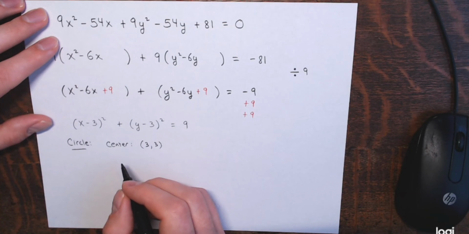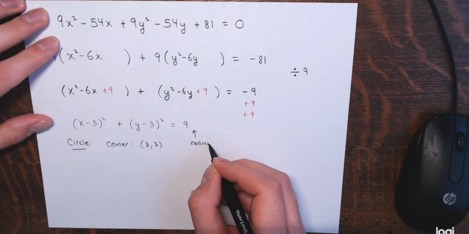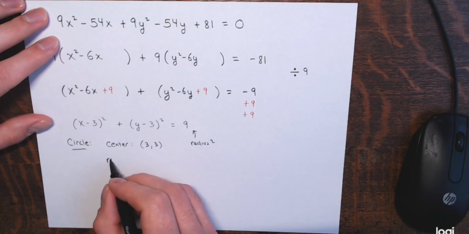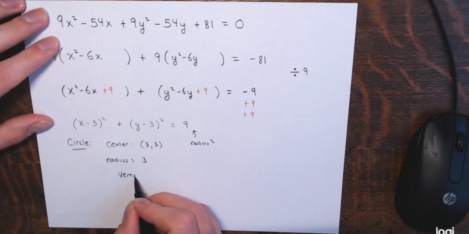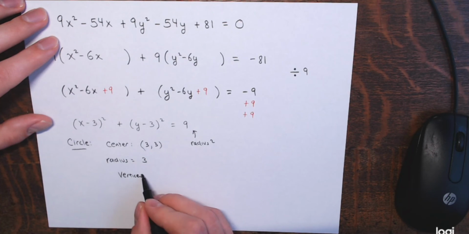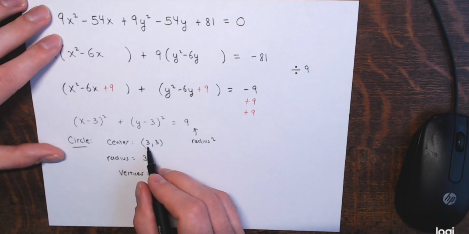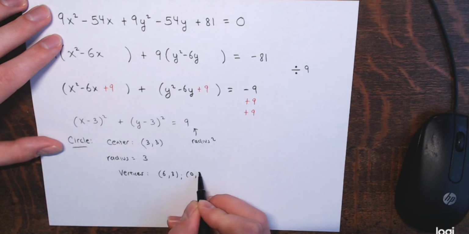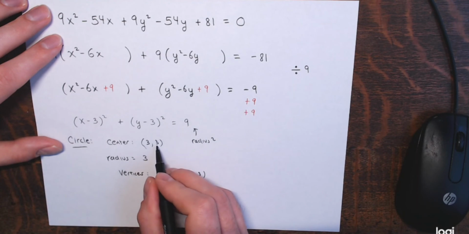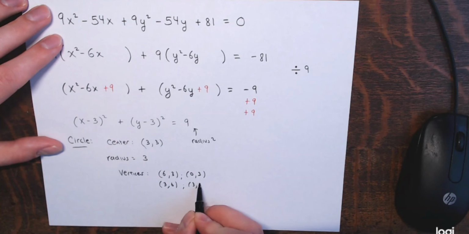And you might recall this is the radius of the circle squared. So the radius of the circle would be 3 units. So the vertices and co-vertices would all be 3 units away from the center. So just a couple of them will be if I add 3 and subtract 3 from the x coordinate. So 6, 3, and 0, 3 are on this, and add 3 and subtract 3 from the y coordinate. So 3, 6, and 3, 0 are also on this, vertices and co-vertices.